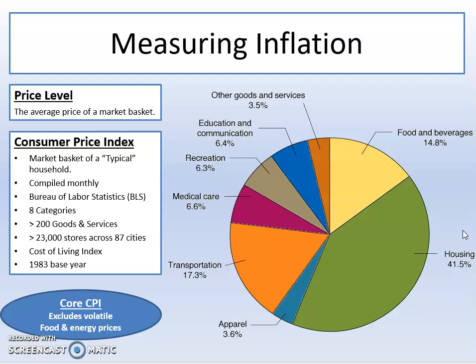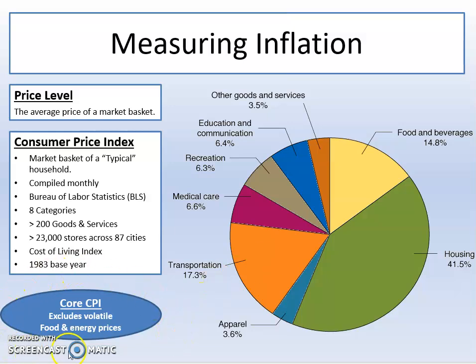Now, there is a subcategory of the consumer price index called the core CPI. This is where the Bureau of Labor Statistics strips out any goods or services that are related to food and energy. It's not a specific category, although most of food and beverages is going to be removed, so this category is going to be pretty much eliminated. But some food and energy prices show up in multiple categories. For example, gasoline or natural gas. Both of these utilities would show up in housing and transportation, but we would just strip out the specific good of utilities.